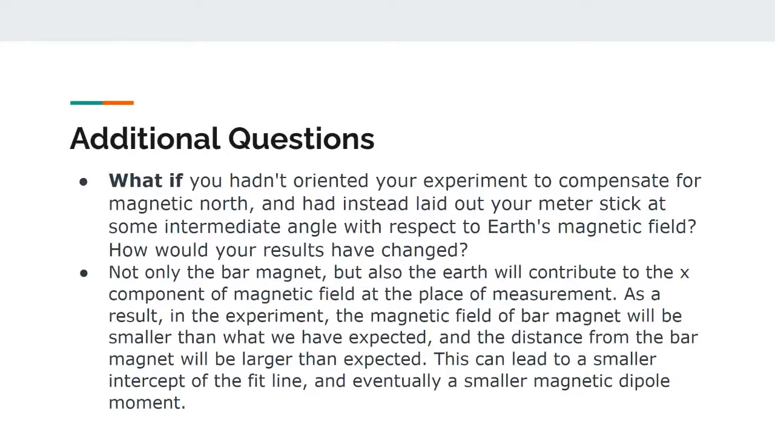There are also some additional questions. What if we didn't orient the sensor to compensate for magnetic north? In this case, not only the bar magnet, but also the Earth will contribute to the X component of magnetic field at the place of measurement. Therefore, in the experiment, the magnetic field of the bar magnet will be smaller than what we have expected, and the distance from the bar magnet will be larger than expected. This can lead to a smaller intercept of the fit line and eventually a smaller magnetic dipole moment.